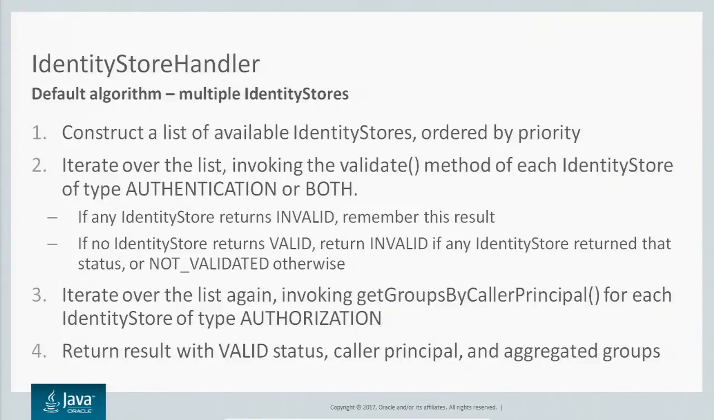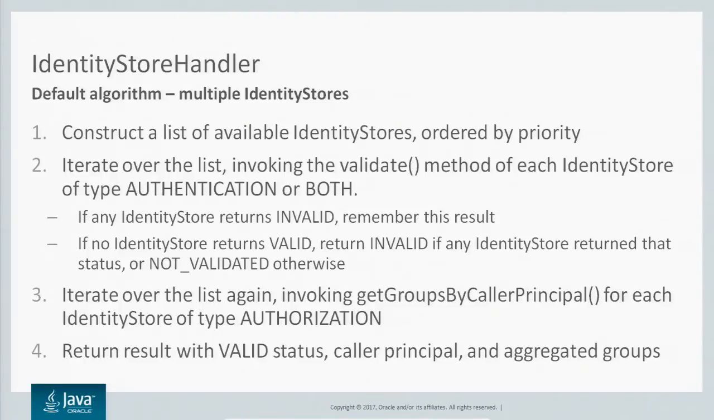This is the algorithm for the default identity store handler. It first constructs a list of the available identity stores, which is ordered by priority. Lower number is higher priority. And it iterates over that list, invoking the validate method for each identity store, where the type is either authentication or both, meaning that it supports the validate method. If any of the identity stores returns invalid, then we remember that result because we might need it later. If no identity store returns valid, then we return invalid if any previous identity store returned that status. Otherwise, we return not validated because it means that no identity store was able to attempt validation.